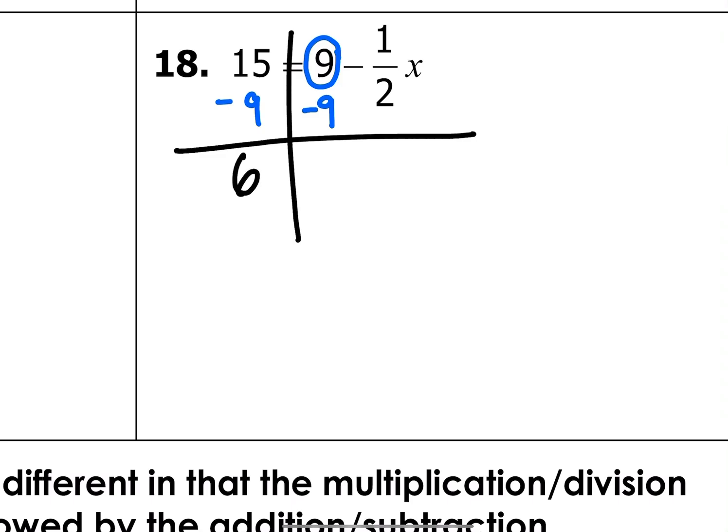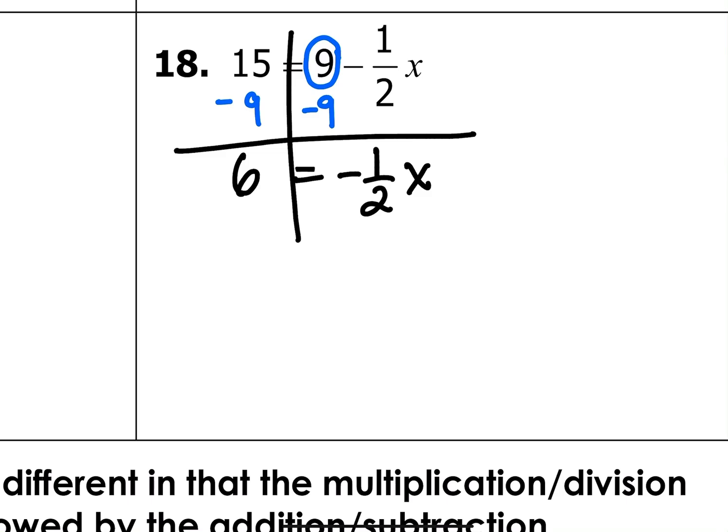So we get 6 equals negative 1/2 x. You've got to make sure you're very careful. That negative or that minus has to come down. You cannot leave that off. That's where a big mistake will happen. Students will forget that there's a negative 1/2 or a minus 1/2.